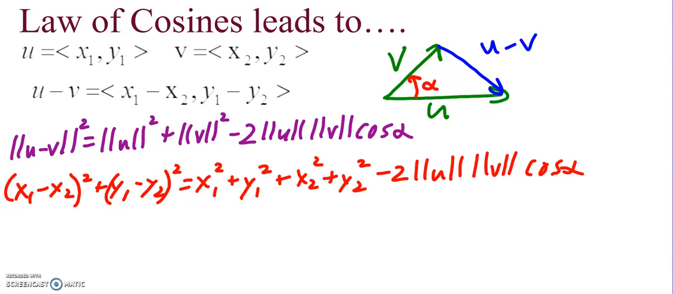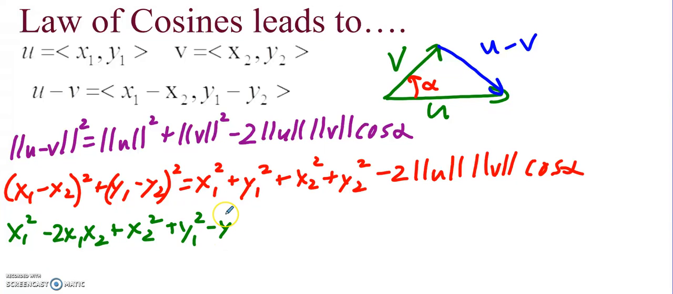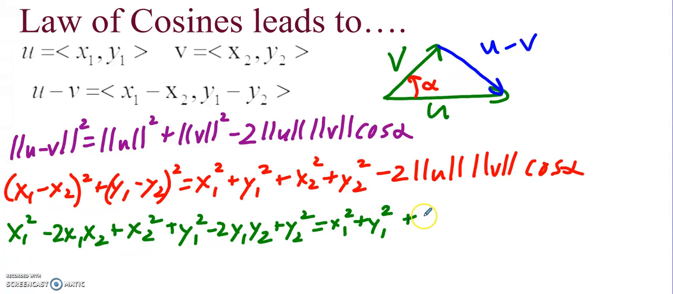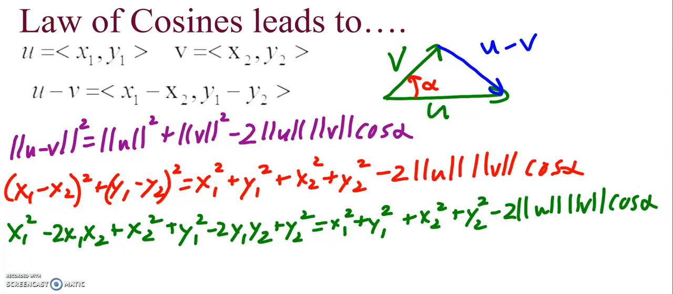So I see that if I was to multiply this out, x1 squared minus 2x1x2 plus x2 squared plus y1 squared minus 2y1y2 plus y2 squared equals x1 squared plus y1 squared plus x2 squared plus y2 squared minus 2 magnitude u, magnitude v, cosine alpha.